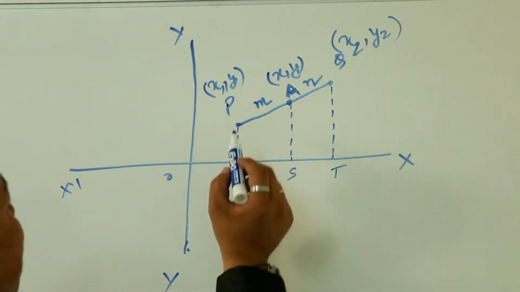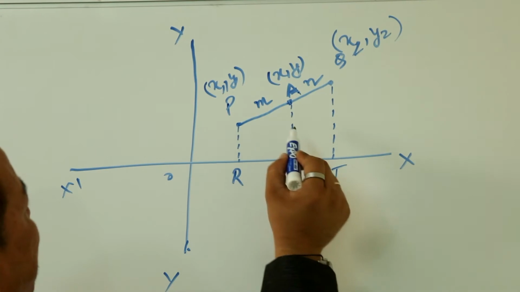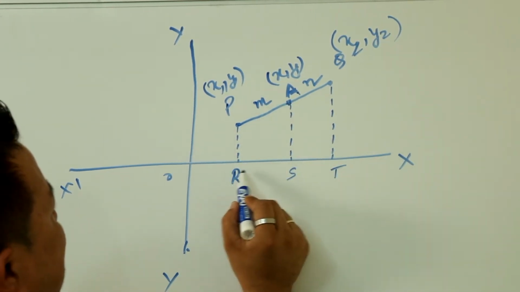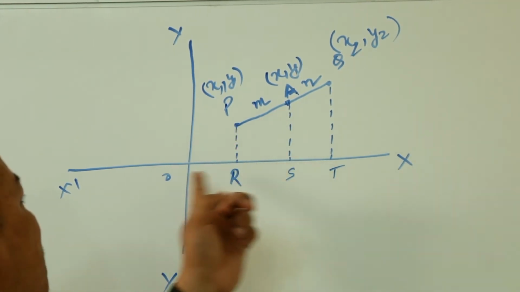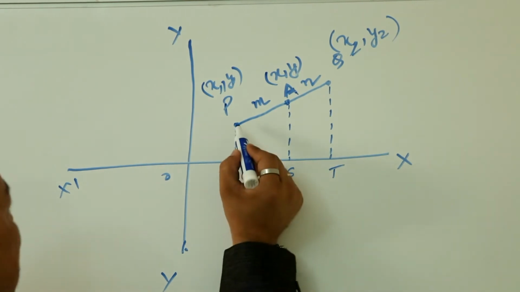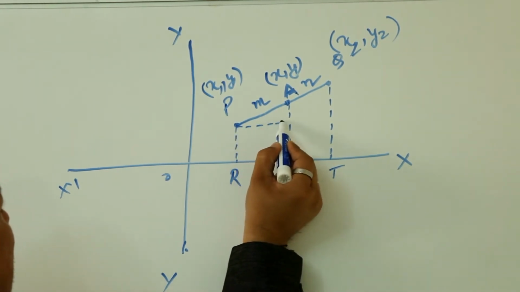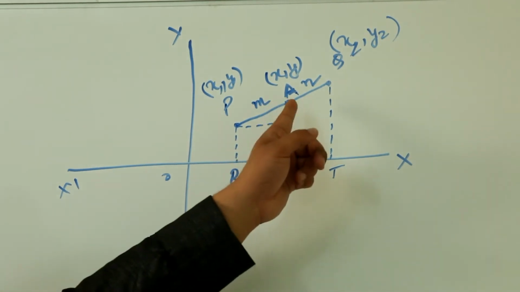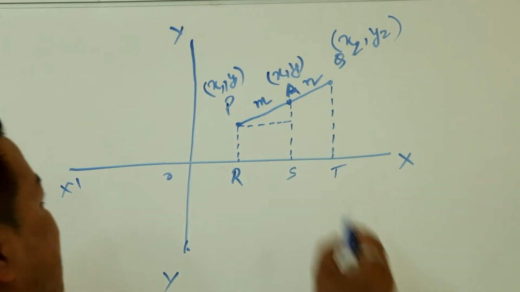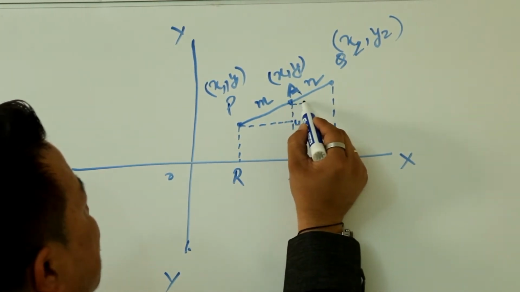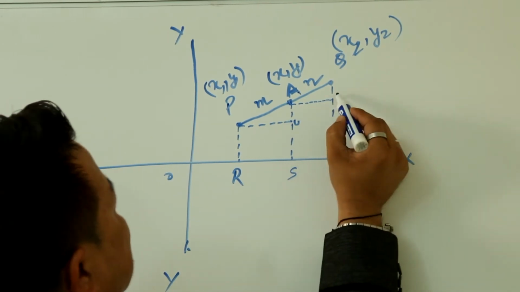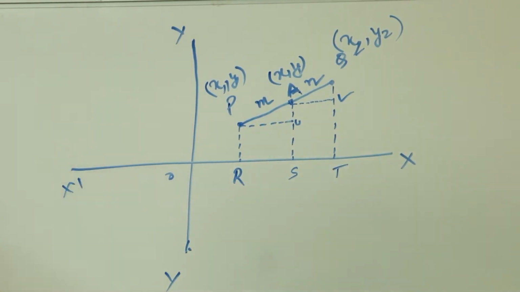Now, from this P, draw perpendicular on AS or parallel to RS. From this point P, draw a line parallel to RS or parallel to x-axis, you can say. Similarly, from this point A, draw a line parallel to x-axis. You can name it as U. And from here also you can draw a line parallel to x-axis. You can name it as V.